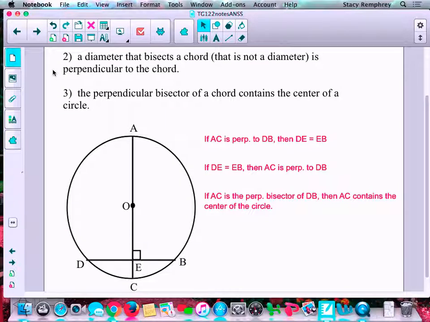In number 2, a diameter that bisects a chord that is not another diameter is perpendicular to the chord. So in this one, I kind of reversed the information I told you. I said, listen, DE is equal to EB, and then you can say, oh, AC is a diameter, and that must mean it's perpendicular. We're told AC is perpendicular to DB, and it bisects DB, so it's perpendicular and it splits it into equal parts. Our conclusion is that AC goes through the center of the circle. It's a diameter.